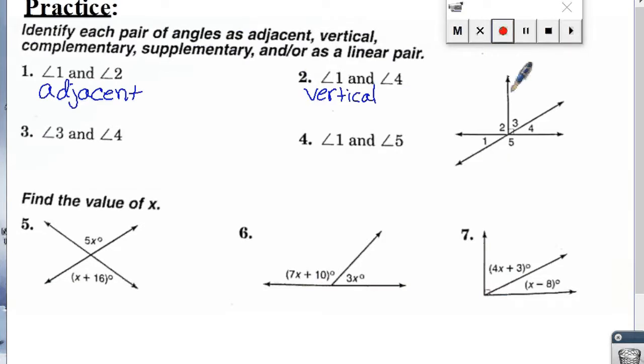we have angles 3 and 4. Angles 3 and 4 are definitely adjacent. They share this vertex, they share this common side. So we can say they're adjacent.